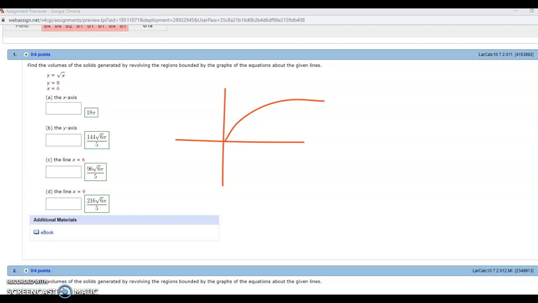Okay, so I have the square root of x, I have y equals 0, that's the x-axis, and I have x equals 6. Okay, any questions about the region? We're doing 4 parts here. We're revolving around the x-axis, the y-axis, the line x equals 6, and the line x equals 9. So here we go. We're going to do the setup for each one.